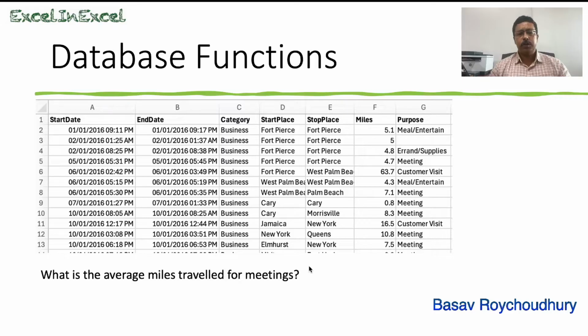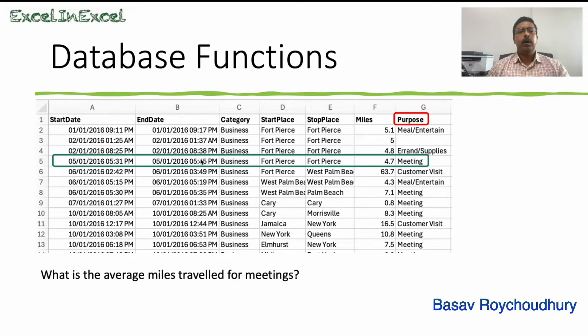So what we'll first do is identify the records where the purpose had been meeting. If we look at the first 13 rows of this database, actually 12 rows, the first row is the name of the columns, the name of the fields. Now, since we are looking at the meetings, where do we expect the meetings to come? In the purpose column, in the purpose field.